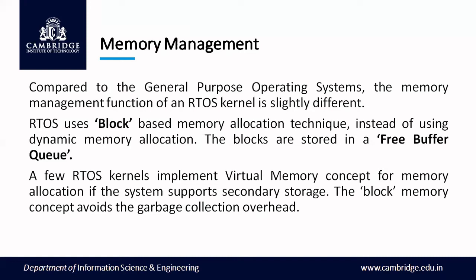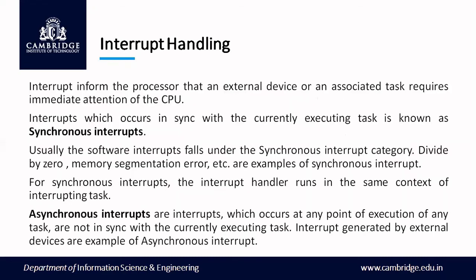Usually an embedded system will have a small memory requirement, as well as a very small amount of chips used in the embedded system. So you will not go for secondary storage. Very few embedded systems will make use of secondary storage. So a few RTOS kernels implement virtual memory concepts for memory allocation if the system supports secondary storage. The block memory concept avoids the garbage collection overhead. That is the reason it uses this block-based memory method.